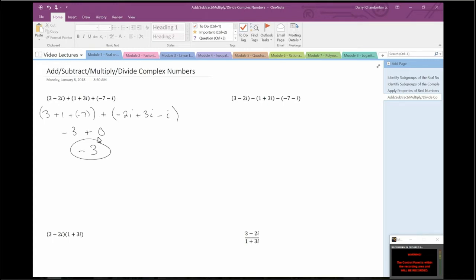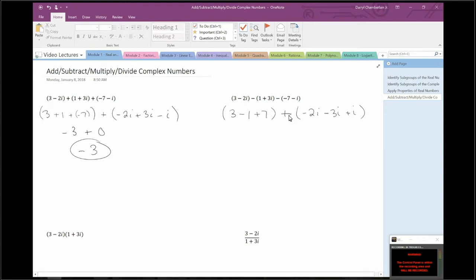Same thing with subtraction, though again, we need to be careful when we're subtracting. We want to make sure we're subtracting from left to right. But I'm going to break it up again as 3 minus 1 minus negative 7. And then we have negative 2i minus 3i plus i.